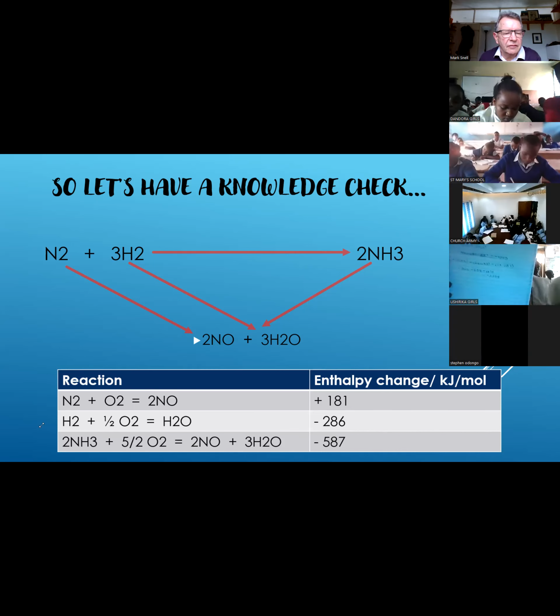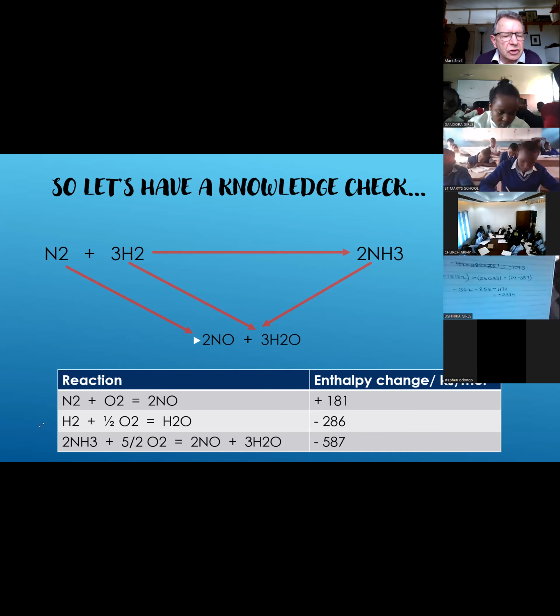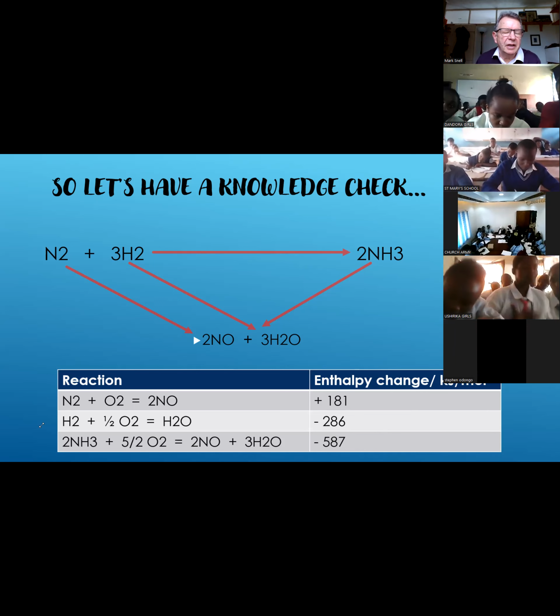Anybody get an answer so far? Wow, we've got an answer already from Usharika? No. Well, let me see. You've done some of it right, but you've not changed one of the arrows properly.